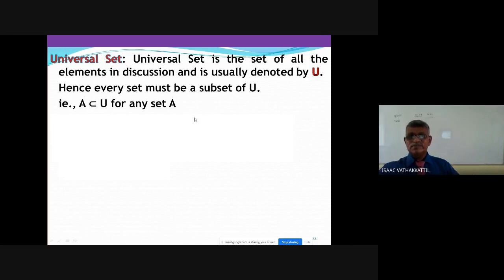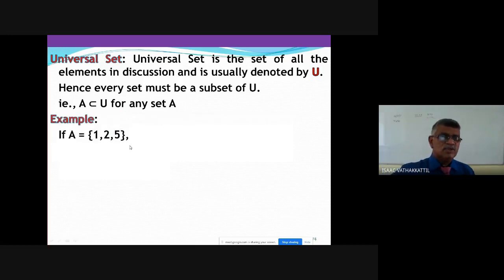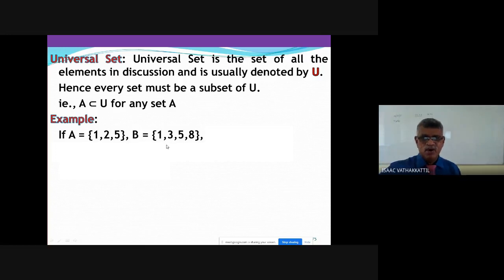So universal set means the collection of all the elements under discussion. Whatever element I select, it must be a member of the universal set. Anyway, if you have confusion, I will discuss it on the way. Suppose, for example, A is equal to {1, 2, 5}. I am having B = {1, 3, 5, 8}. Another set there, C = {2, 3, 9}. Now I want to talk about a universal set.